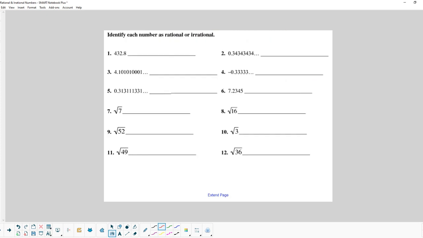Okay, so let's take a look and see how much we've learned about these sets. Identify each number as rational or irrational. So this first number is a decimal, so that would be considered a rational number. Second number, it has a decimal, and the question is, does it repeat?